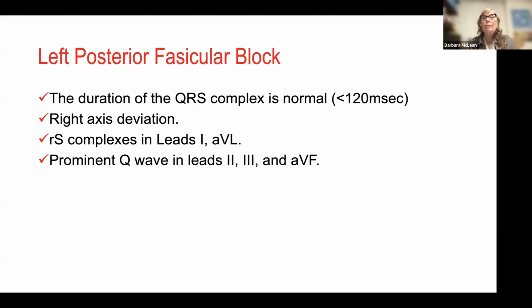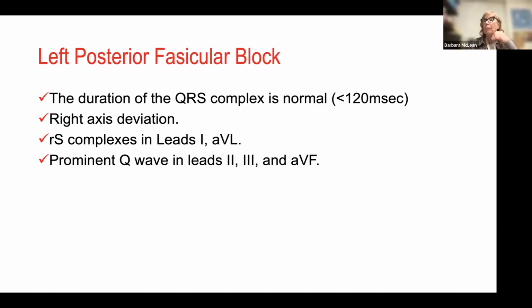Less common is the posterior fascicular block. Again, the duration of the QRS is normal. It's less than 120 milliseconds, 3 boxes. It may be a little bit wider than 0.10, which is normal, so you might be at 0.11. And you have a right axis deviation. You have an RS complex in leads 1 and AVL, a small upright, and then a deep downwards, and then prominent Q waves in leads 2, 3, and AVF.